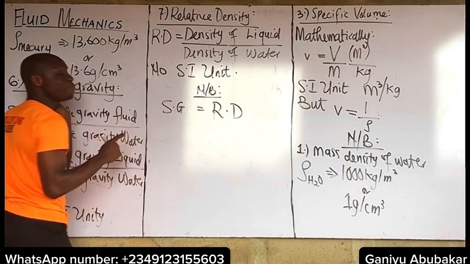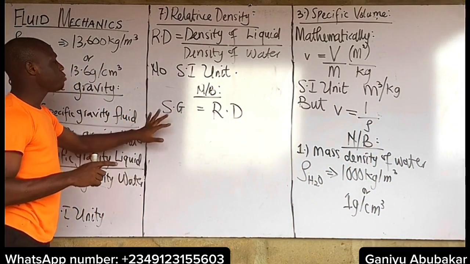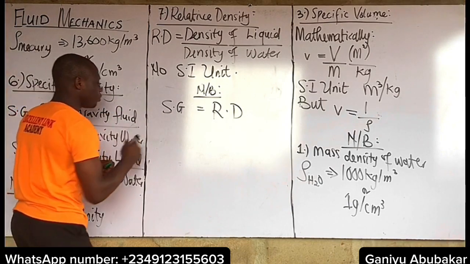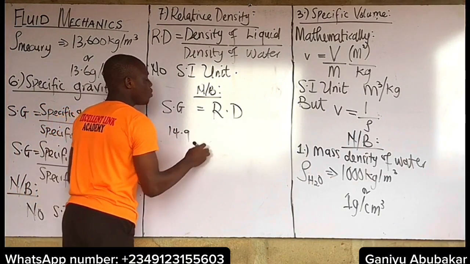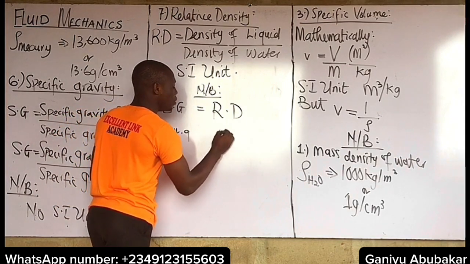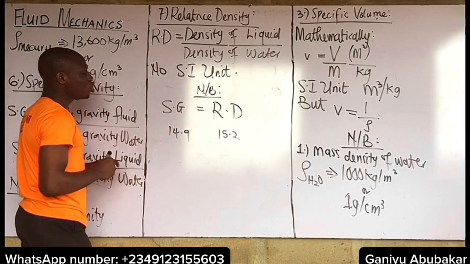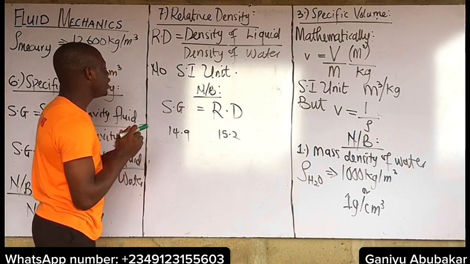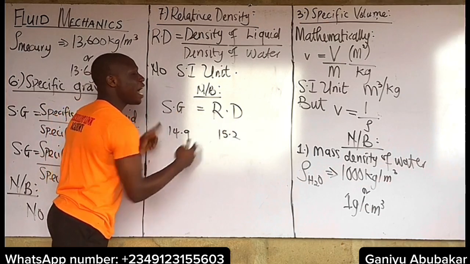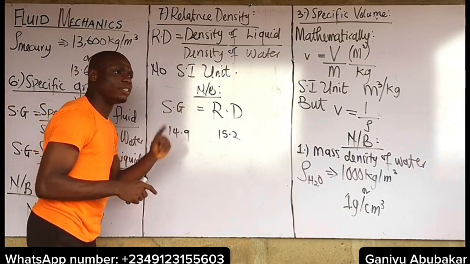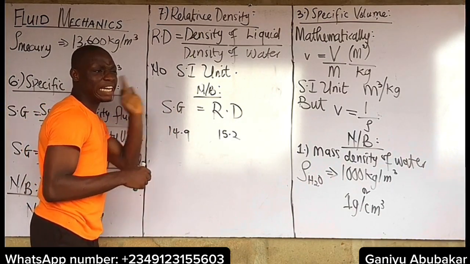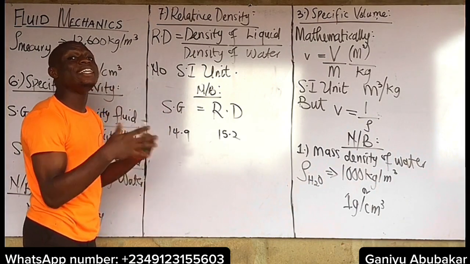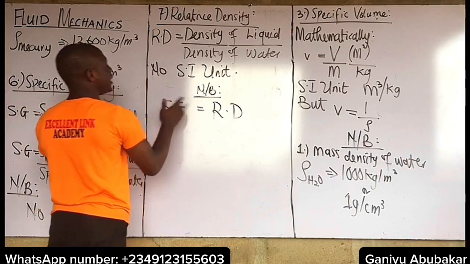When I did my research, specific gravity was about 14.9. When I did my relative density calculation, I had 15.2. So for my own idea here is that specific gravity and relative density are approximately the same thing, but not exactly the same thing. But for this concept here, we assume that they are the same.